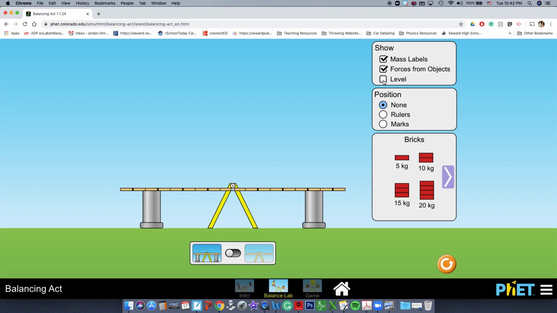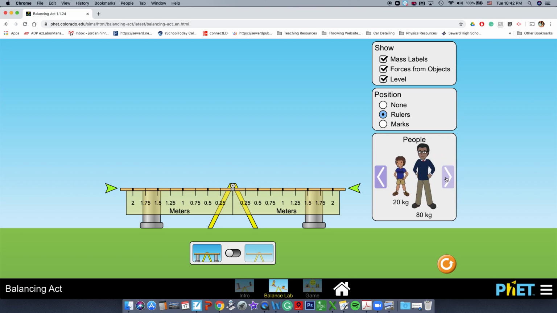Let's turn everything on. Forces from objects. We can see where level is. Ruler. Let's just go with the ruler. I like that better. So here you've got different objects. Here I could put a 20 kilogram brick on there, a 5 kilogram brick. I could put people on there. Okay, and then this is the fun part, trying to find how much a mystery object weighs.